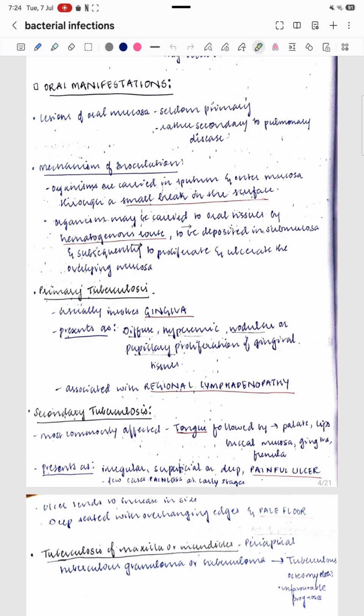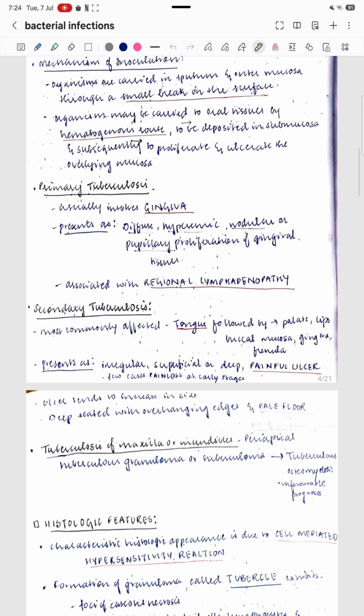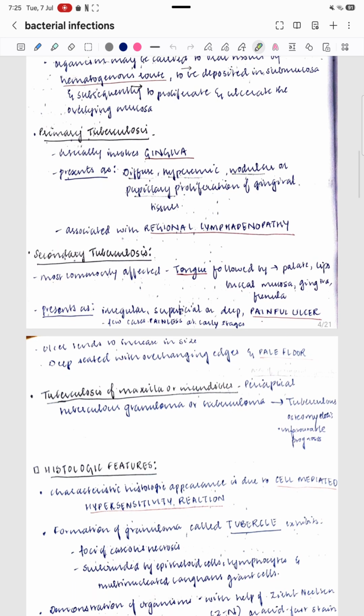It also involves the gingiva sometimes, and it is produced as a diffuse hyperemic nodular proliferation with a little bit of regional lymphadenopathy. Now, secondary tuberculosis most commonly affects the tongue, followed by the palate and lips. So, tongue, palate, and lips are the most affected in secondary tuberculosis. Buccal mucosa and gingiva are also affected.